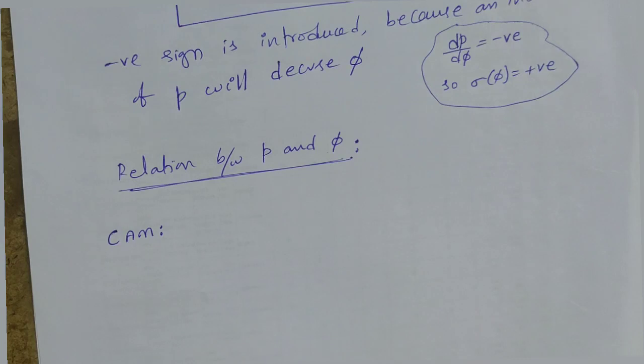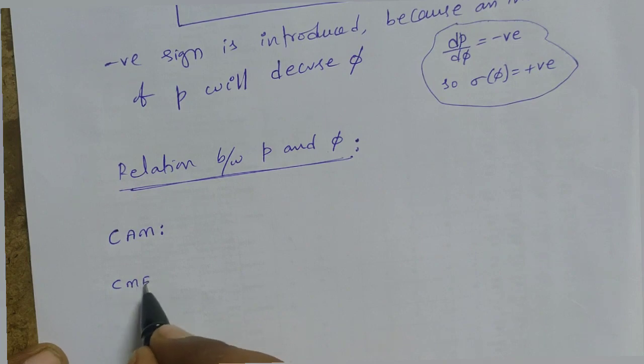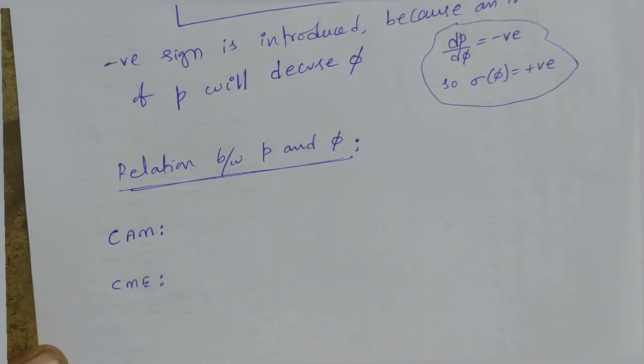So conservation of angular momentum is one, and another one will be conservation of mechanical energy.